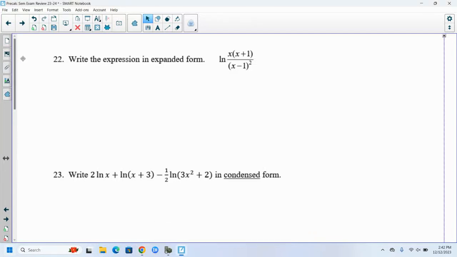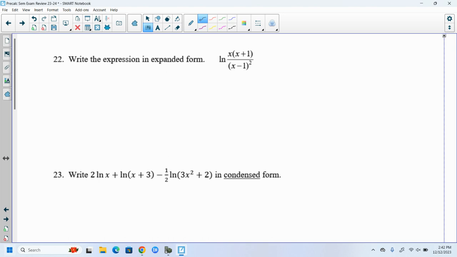All right, this should be the last segment for the exam review problems. I'm going to go through 22 through 31. So 22, write the expression in expanded form. Okay, no products, no quotients, no powers when we are done. And it'll look like 23. Okay, it needs to look like that in terms of, separated by pluses and minuses.